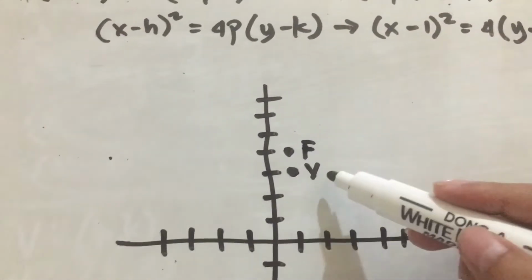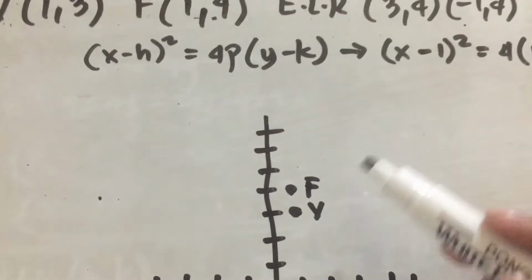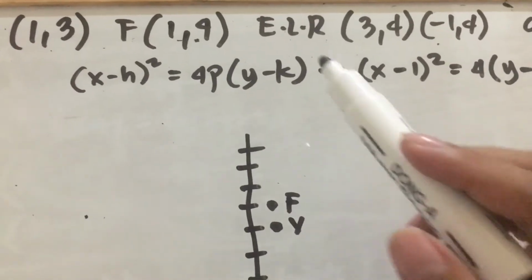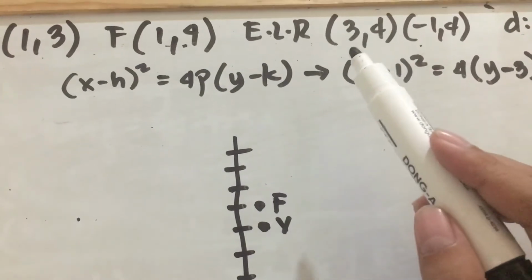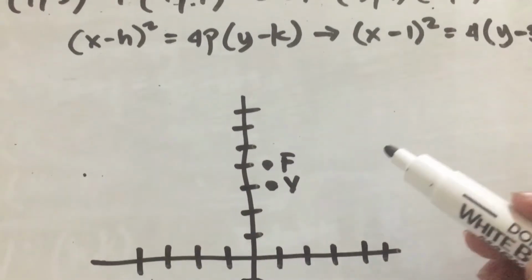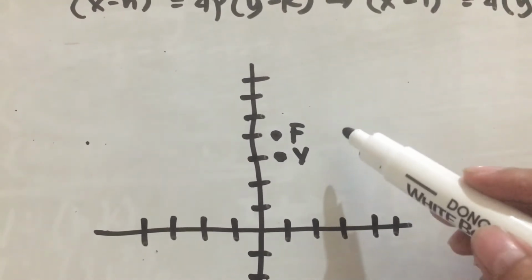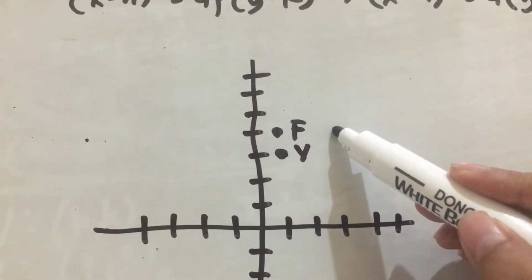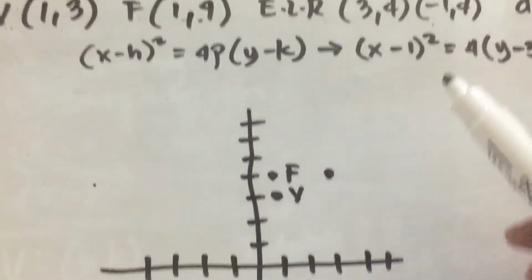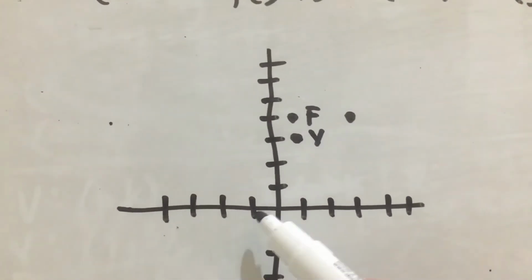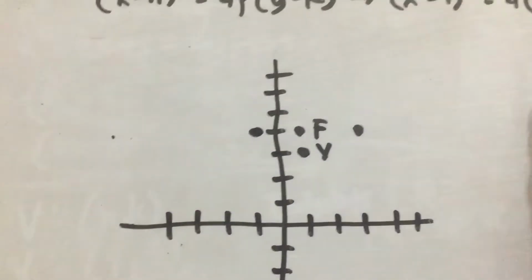Okay. After the vertex and the focus, the next thing that you need to plot is also the endpoints of your latus rectum. So again, the coordinates are (3, 4) and (negative 1, 4). So that is 3 and 4. 1, 2, 3. 3 and 4 is this one. While the other one is negative 1 and 4. So negative 1 on this side. So (negative 1, 4). Okay.